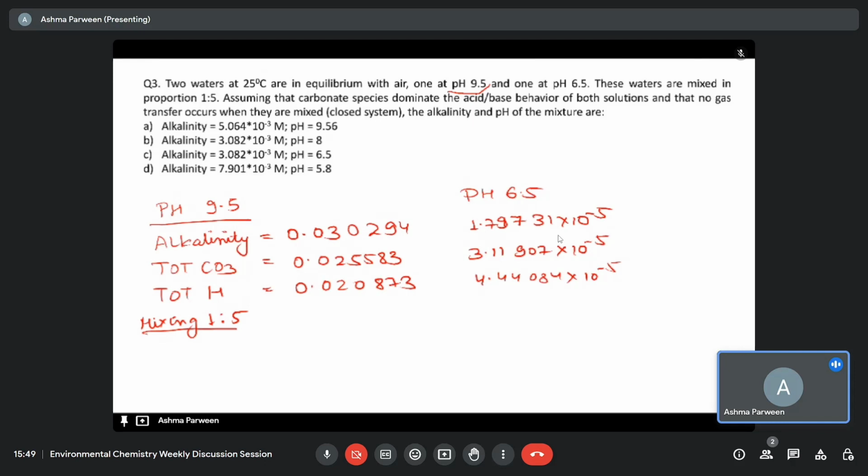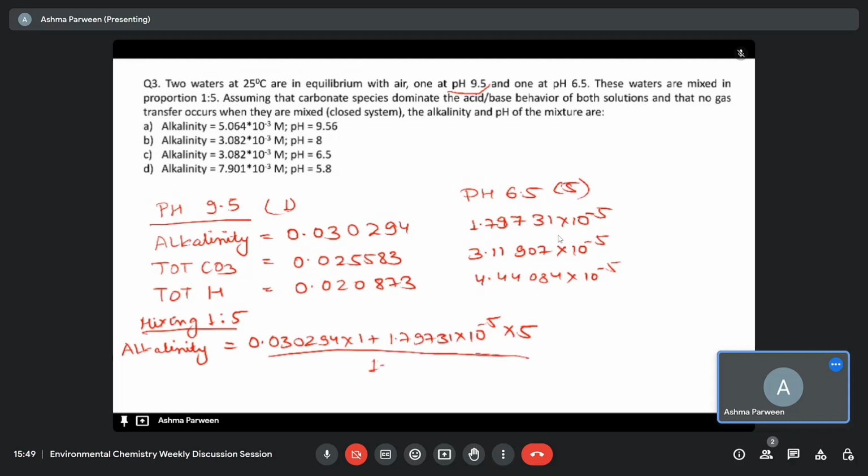So let's find out what will be the alkalinity of the overall mixed solution. This is mixed in the ratio of 1 and this is in the ratio of 5. So our alkalinity is 0.030294 times volume 1, plus here the alkalinity is 1.79731 into 10 raised to the power minus 5, volume is 5, and overall V1 plus V2 is 5 plus 1. So our overall alkalinity will be 5.064 into 10 raised to the power minus 3.